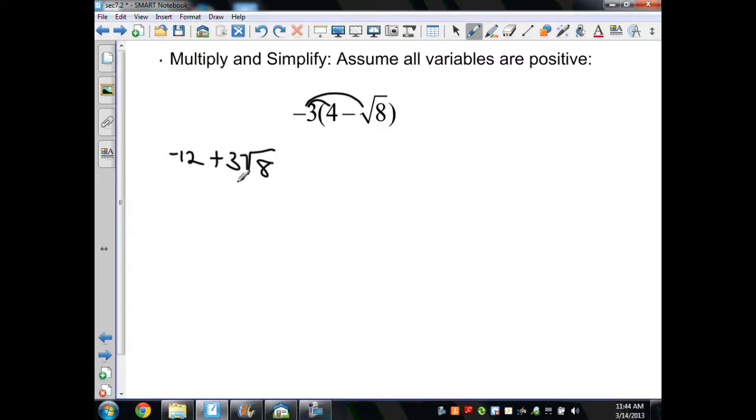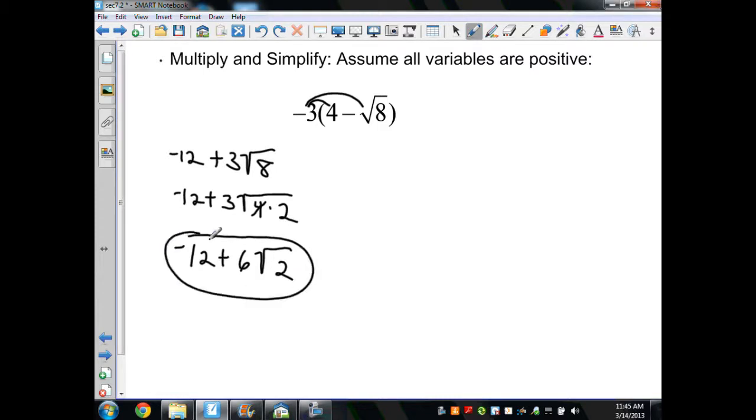Now I need to simplify this because I can break up the square root of 8. That gives me a negative 12 plus 3 square roots of 4 times 2. Negative 12 plus square root of 4 is 2. 2 times 3 is 6 square roots of 2. And I cannot combine these two terms because they are not like terms.